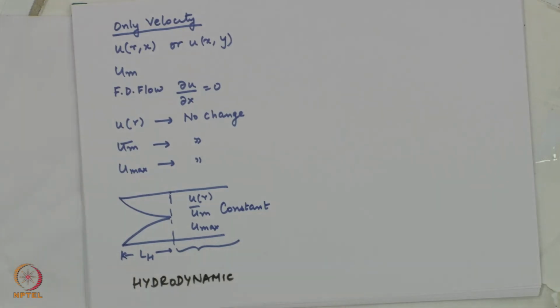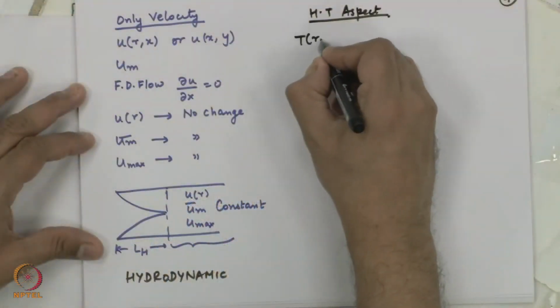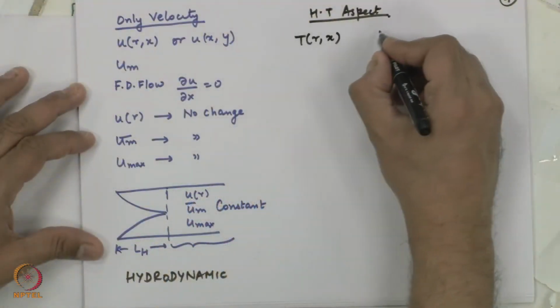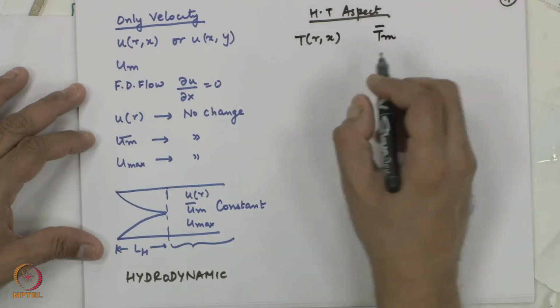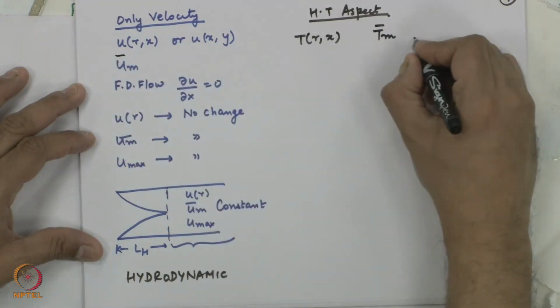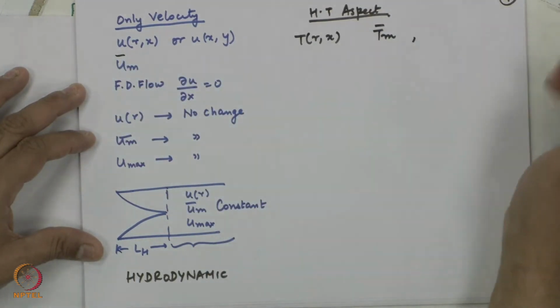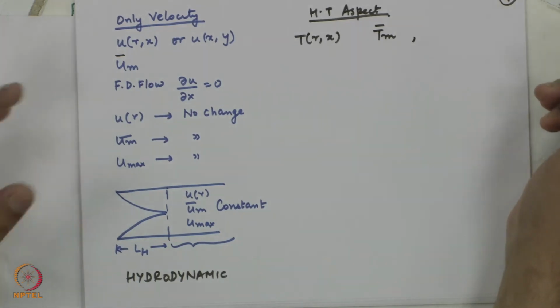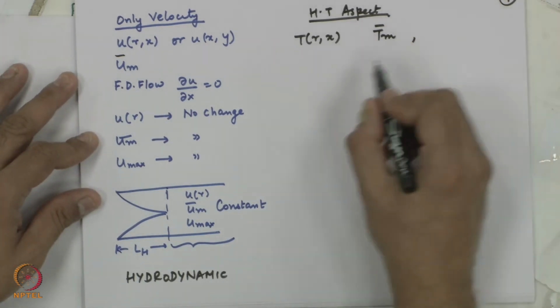Now, for the heat transfer part, yes, velocity or flow is the carrier of heat, but unlike this, because the fluid is getting heated, what are the things that we have here? T of R comma x, T bulk mean, u bar m, and T infinity was what it came with. We do not have to use T infinity anywhere in internal flow.